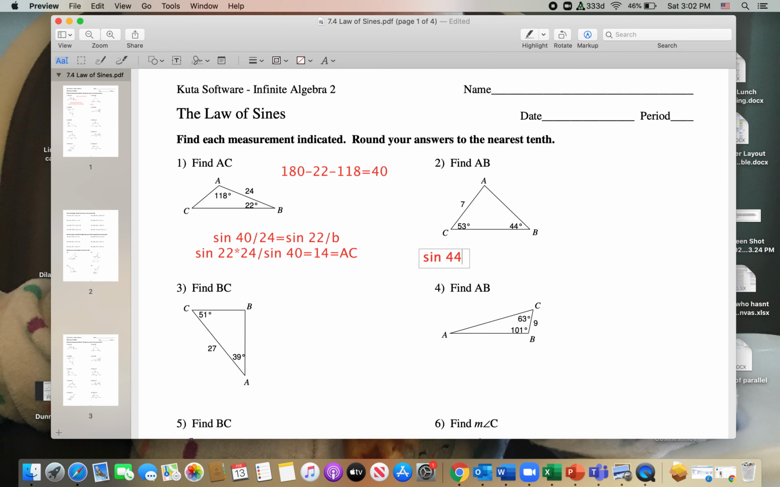Sine of 44 goes over the 7, because 44 is sitting opposite 7, would equal sine of 53 over what we need, c. Again, sine 53 times 7 divided by sine 44. So sine 53, close the parentheses in my case, times 7 divided by sine 44. I get 8.0477, which rounds to the nearest tenth of just 8. So AB equals 8. That's how you do law of sines.